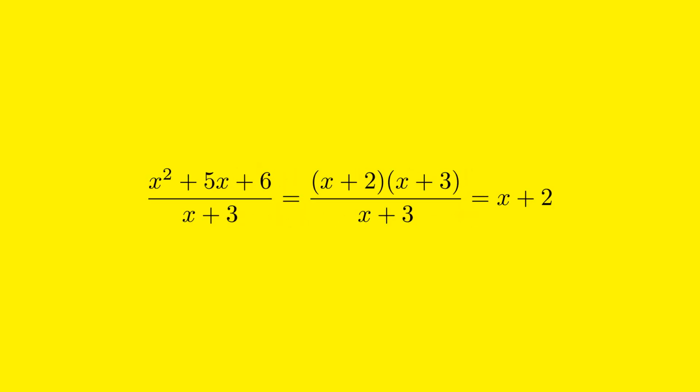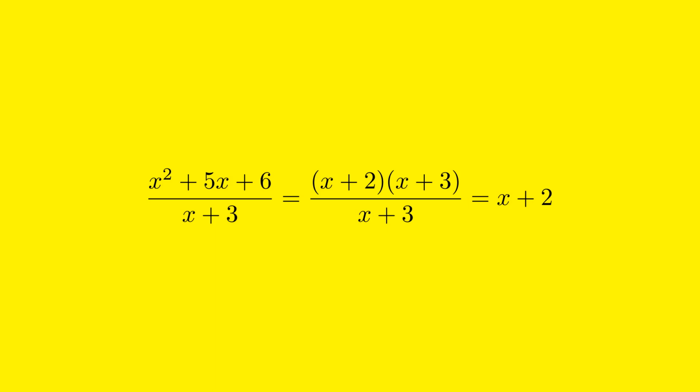Step 2. Now that we have factored the numerator, observe that both the numerator and the denominator of the fraction have a common factor, which is x plus 3. When a fraction has the same factor in both the numerator and the denominator, those factors can be cancelled out. So, in this case, x plus 3 in the numerator cancels out with x plus 3 in the denominator.